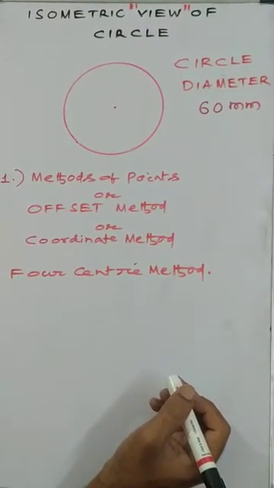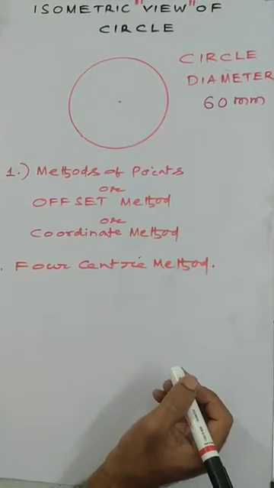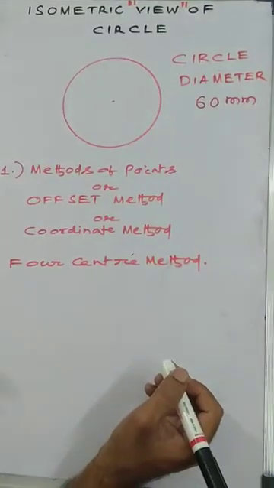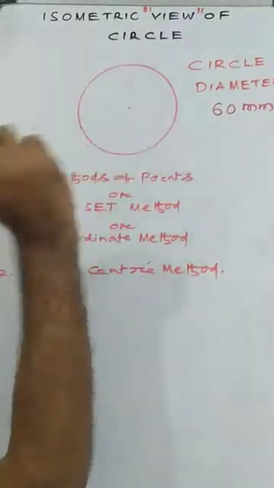So far, we discussed square, rectangle, triangle, pentagon, hexagon planes. Now, we are discussing about circular plane, diameter 60 mm. I am drawing the isometric view of a circle.